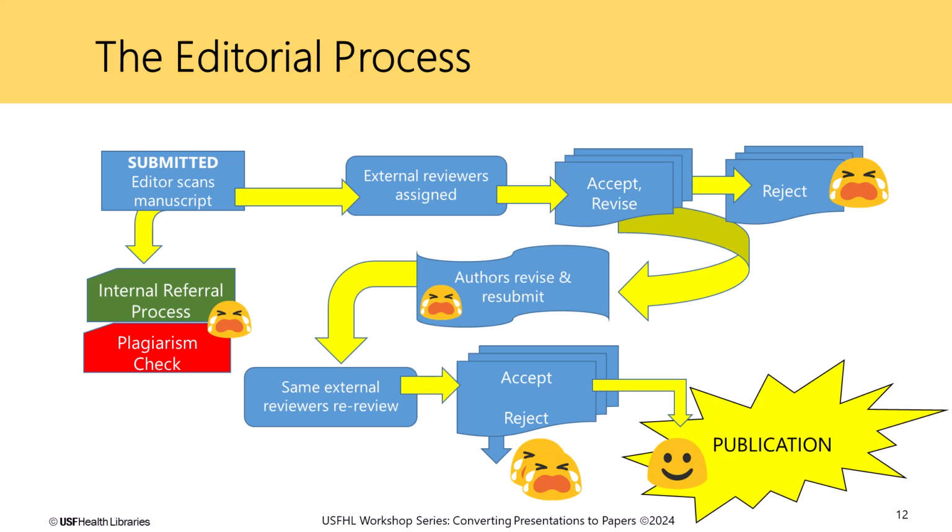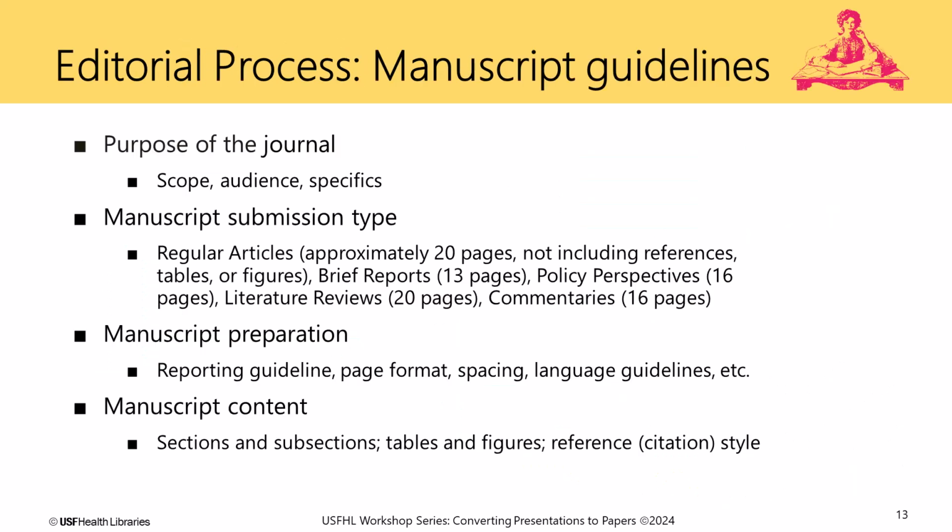So spending some time looking at Cabell's to get a sense of the acceptance rejection rate can reduce a lot of your anxiety with this. So once it's been accepted, or particularly if it's asked for revisions, you make the revisions based upon the reviewer's feedback, submit, resubmit. The same external reviewers who reviewed your paper originally then re-review, and then you have an acceptance, and you are then published.